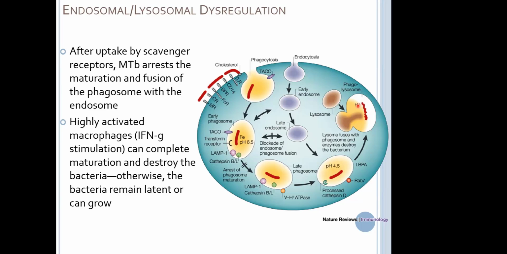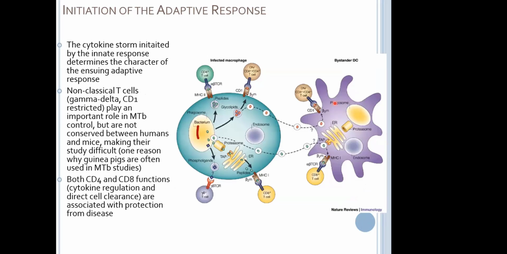If this works, if the macrophage could actually get through this entire cycle, it would actually kill the TB. And so this is what we're really trying to drive to, because if the pH gets low enough, it's actually an unhappy environment for the TB. And so you have this central role of the macrophage here. You've got these bacterium living in this endosome, and you've got the TB trying to block the endosome from maturing and getting acidified. So the cytokine storm that's initiated by the innate response will determine the character of the ensuing adaptive response.